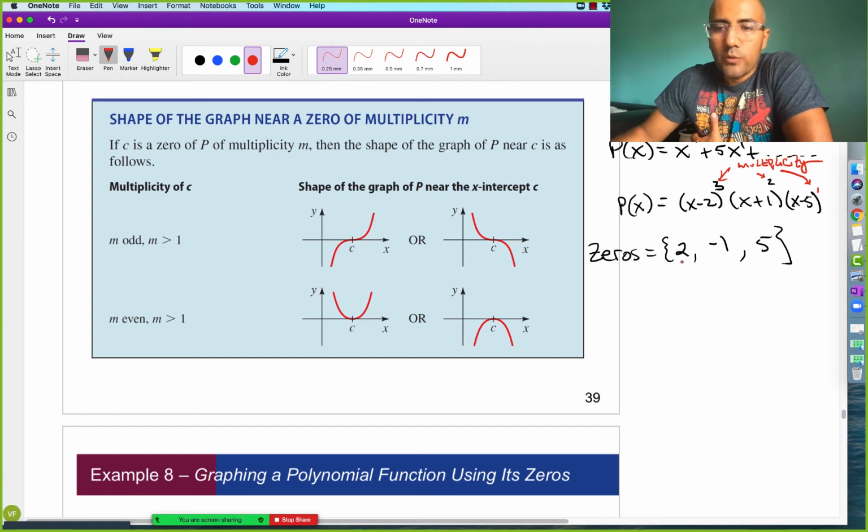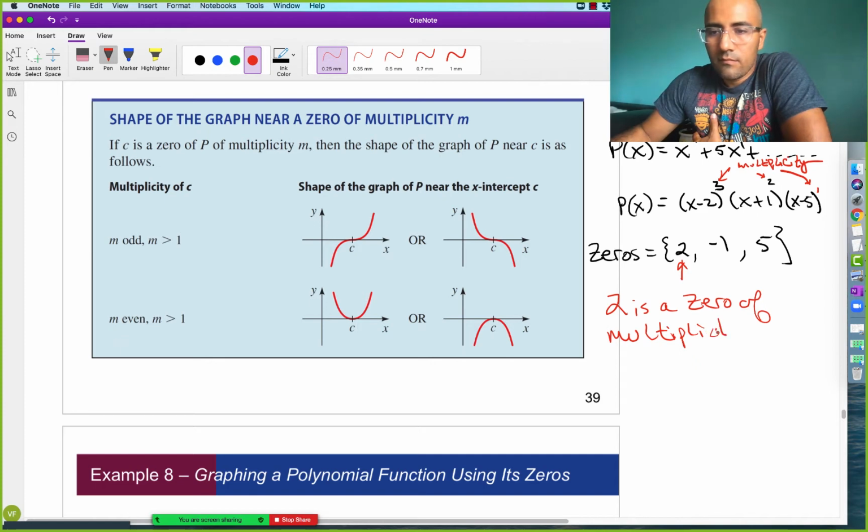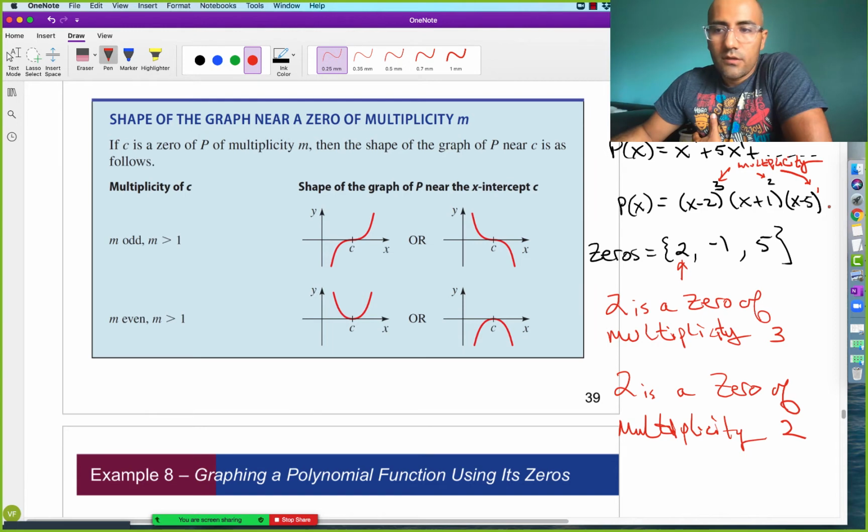Good, the multiplicity. So we'd say that 2 is a 0 of multiplicity 3. Good. And we'd say that negative 1 is a 0 of multiplicity 2. Good. And 5 is a 0 of multiplicity 1.